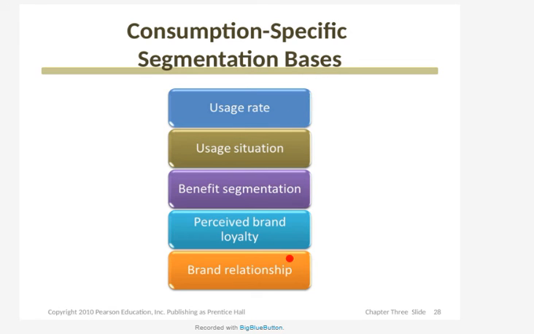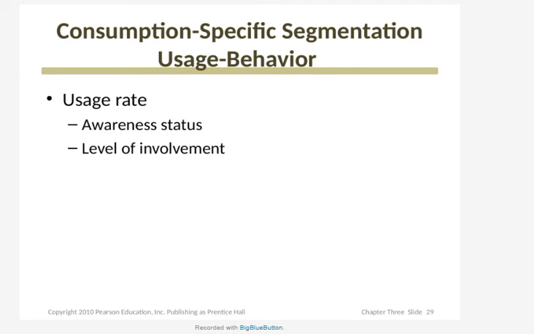which is concerned with many things. Which is concerned also with some facts and some cognitions. Facts we can use are the usage rate, the usage situation, and the benefit segmentation. We have cognition like perceived brand loyalty and the brand relationship. Let's see one by one.